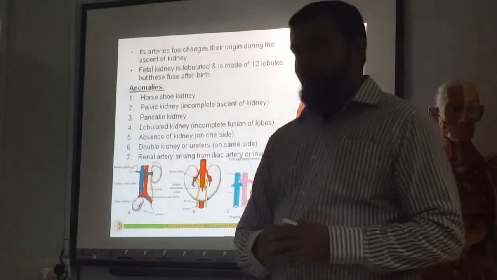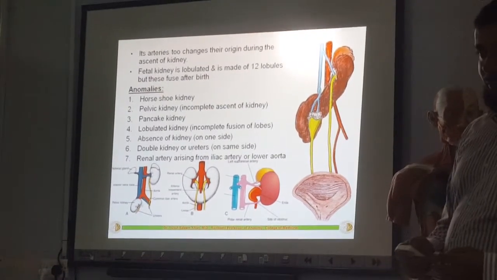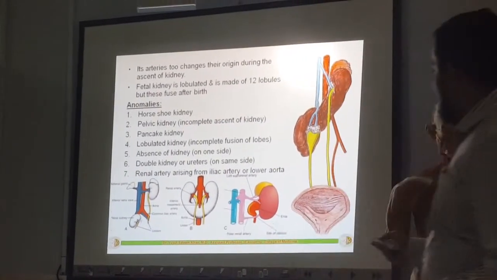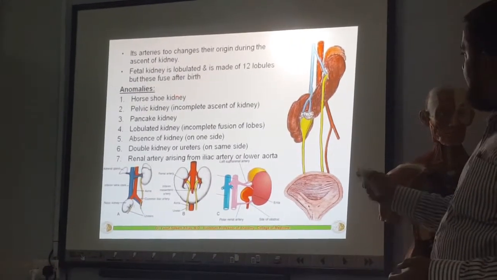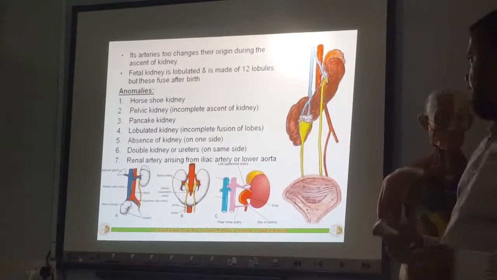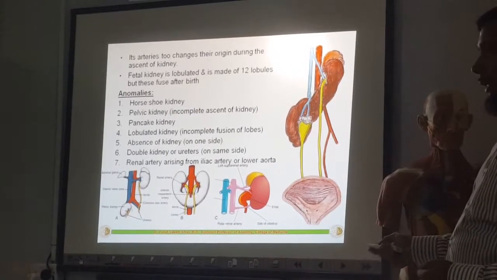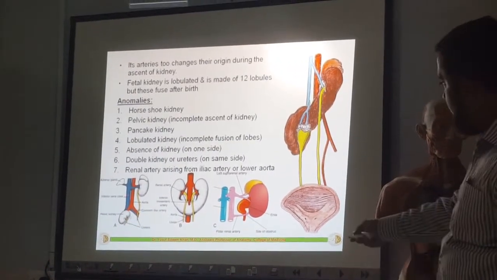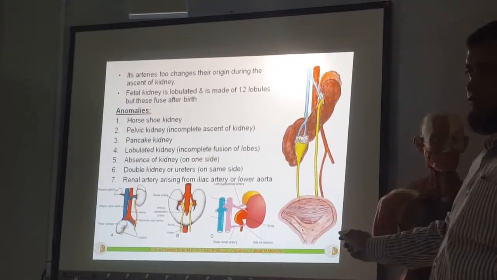Sometimes it produces a lot of complications. Both the lower poles have not separated; they got fused together, so it is called the horseshoe kidney. Sometimes it is also called the pancake kidney. Sometimes there might be a pelvic kidney. If you see this picture, one kidney has ascended upwards, but the other kidney is still in the pelvis.